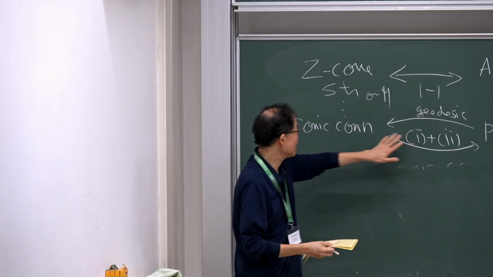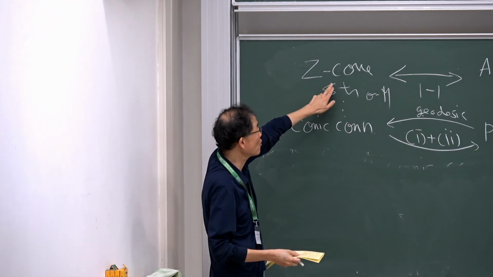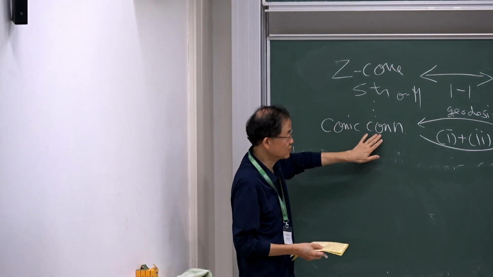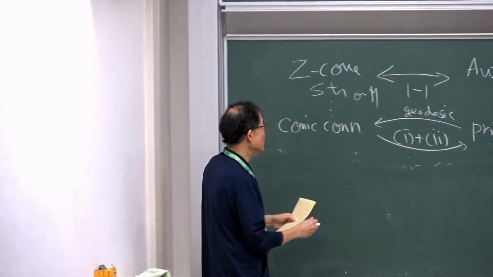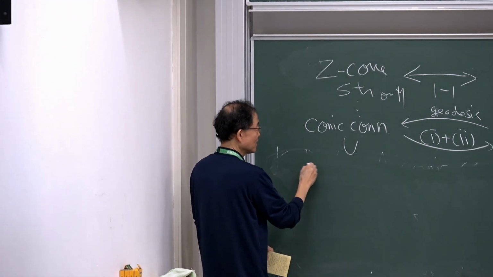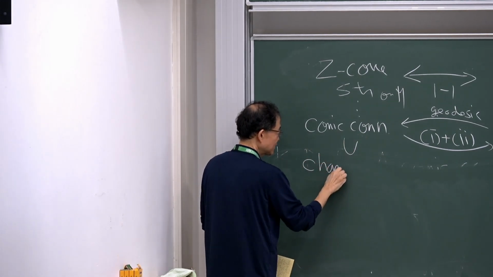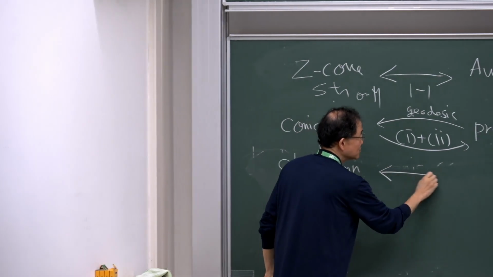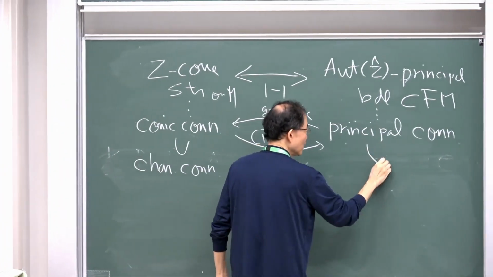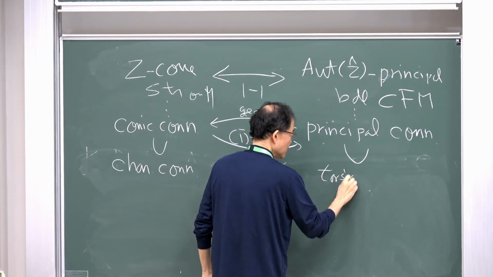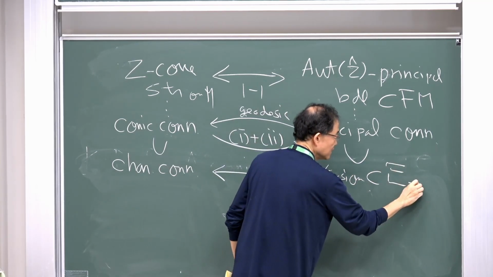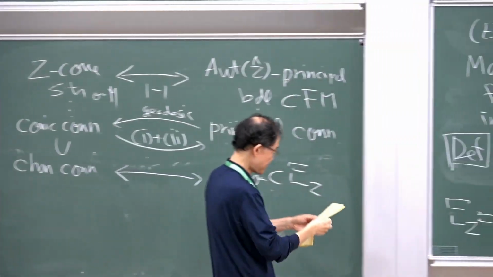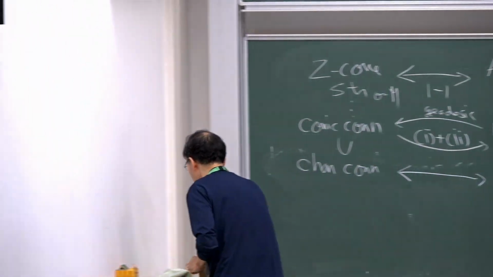So you have this correspondence between cone structure and principal bundle, G-structure, and conic connection and principal connection. And here we have a special kind of conic connection, which we call characteristic connection. And this exactly corresponds to a principal connection with torsion inside here. That's the relation. And there's an immediate corollary.